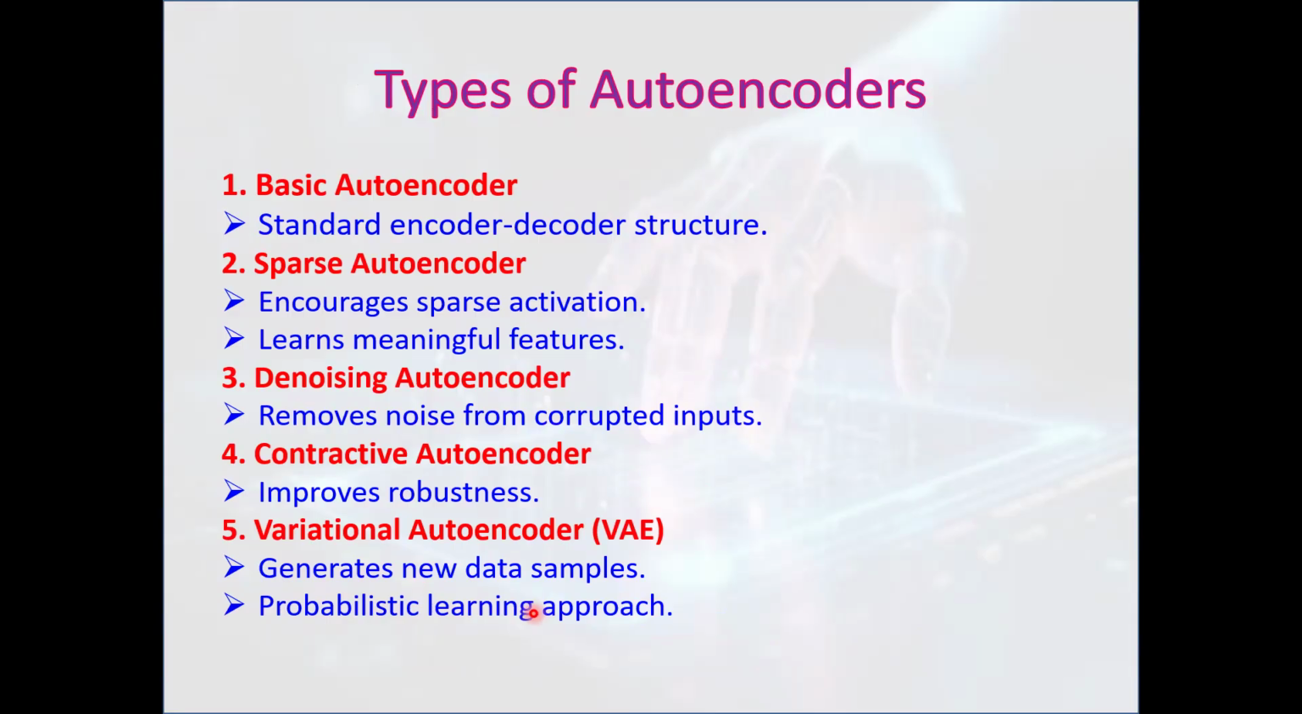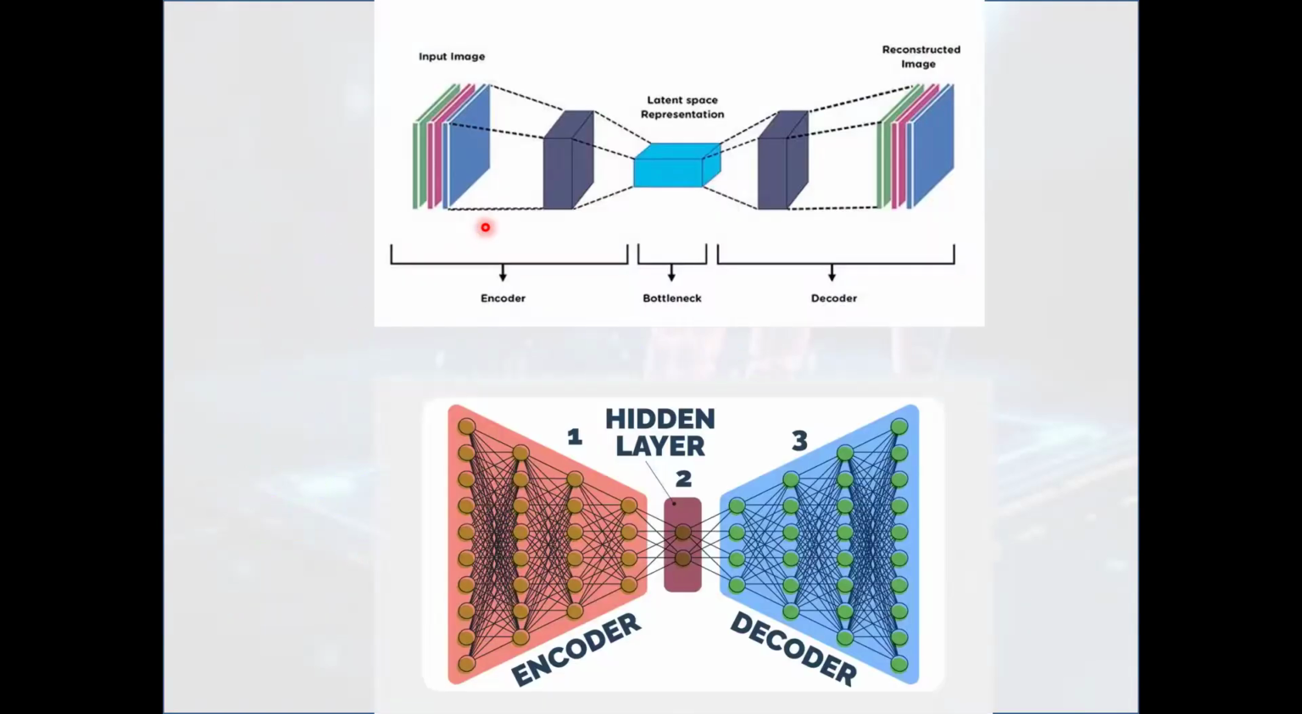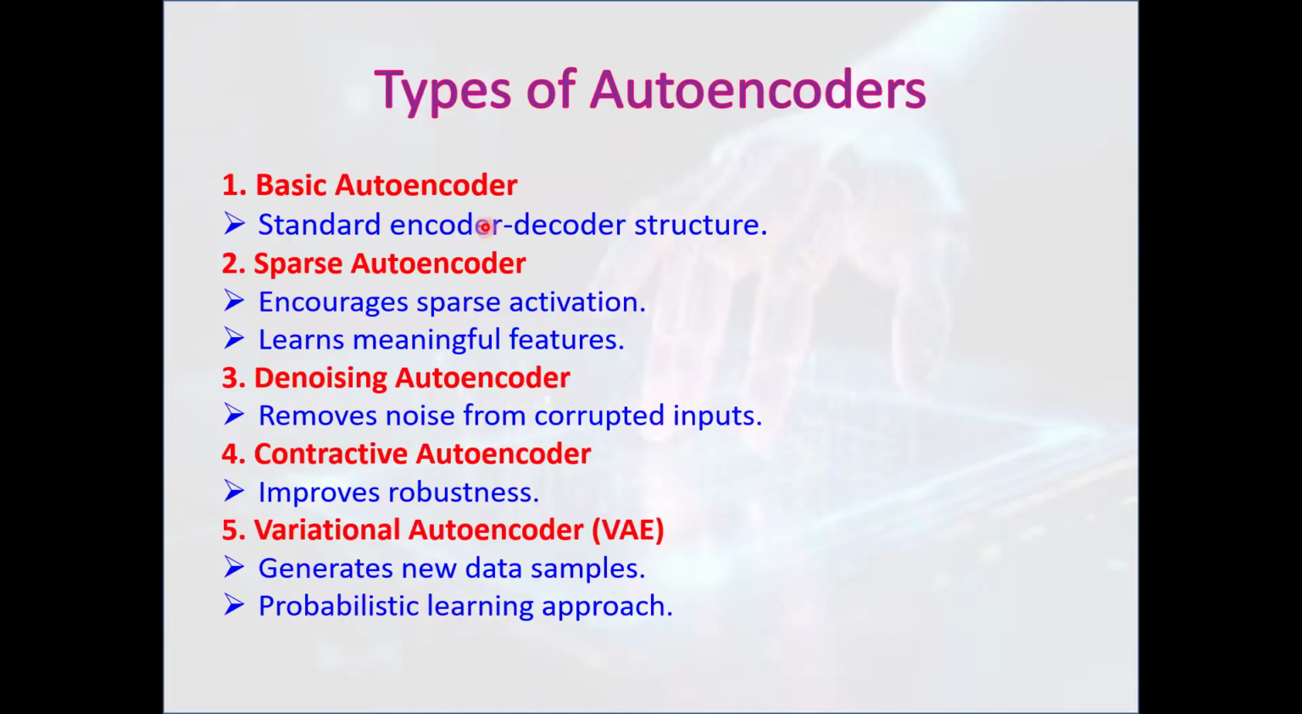And these are all the types of autoencoders: basic autoencoder, sparse autoencoder, denoising autoencoder, contractive autoencoder, variational autoencoder. The basic autoencoder consists of a standard encoder-decoder architecture that learns a compressed representation and reconstructs input data like this. Here we have the standard encoder-decoder structure. This means the structure includes an encoder for compression and a decoder for reconstruction, forming the foundation of the autoencoder model.